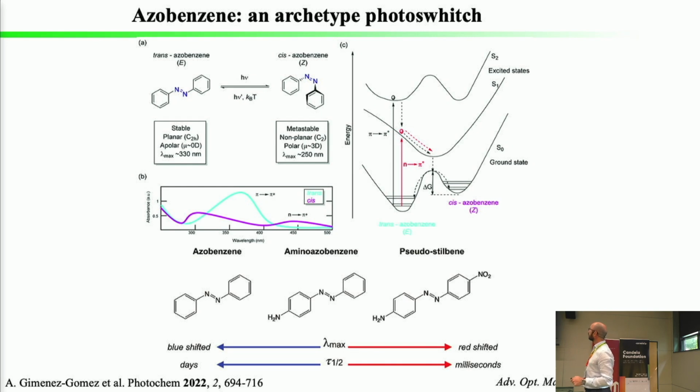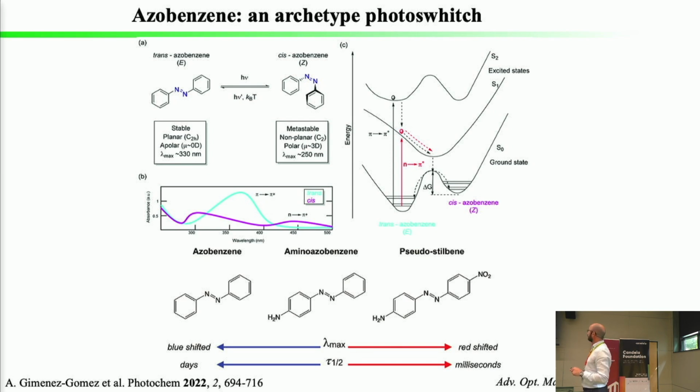And the main idea is that when you start with the trans azobenzene, you can shine light and you obtain the cis, which is metastable and can revert back to the trans either thermally or with an input of light again. Those can be very long-lived states, and it is a kind of archetype for the photoswitch.